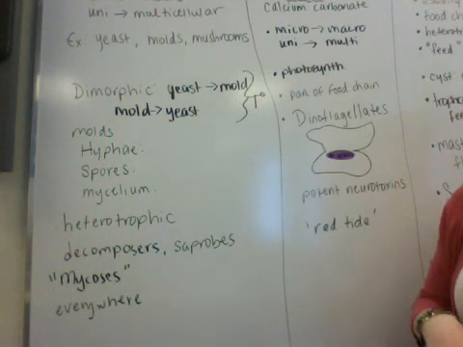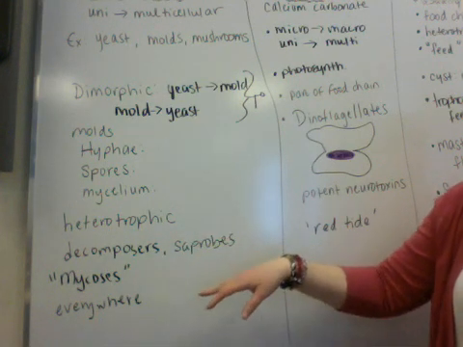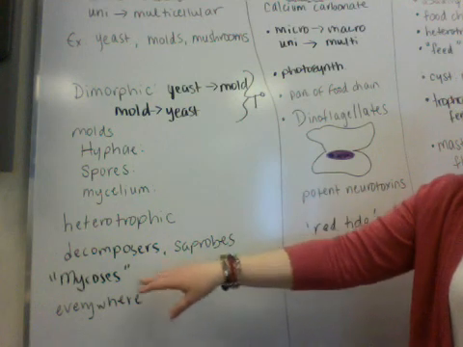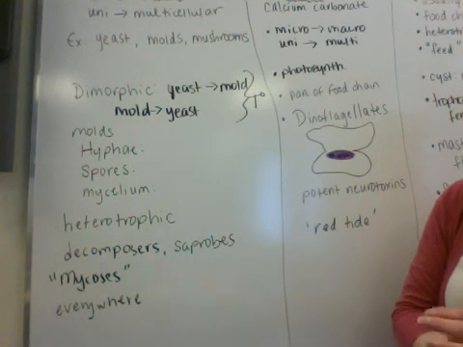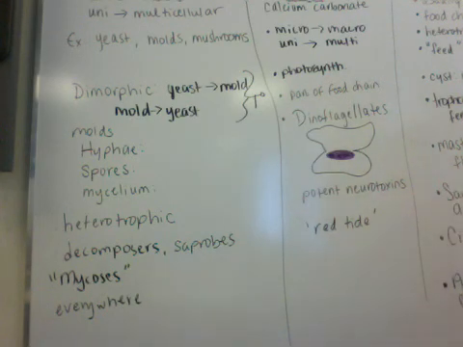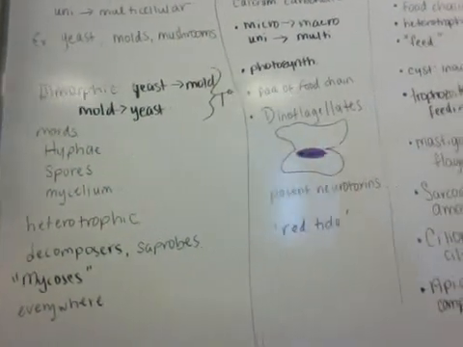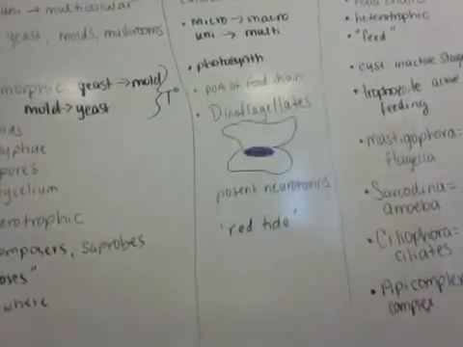Fungi tend to be heterotrophic. They can be decomposers, saprobes. Any fungal infection is referred to as mycoses, and they generally can be found everywhere. I mean, obviously, the polar caps and whatnot probably wouldn't be an ideal spot, but you can find them.